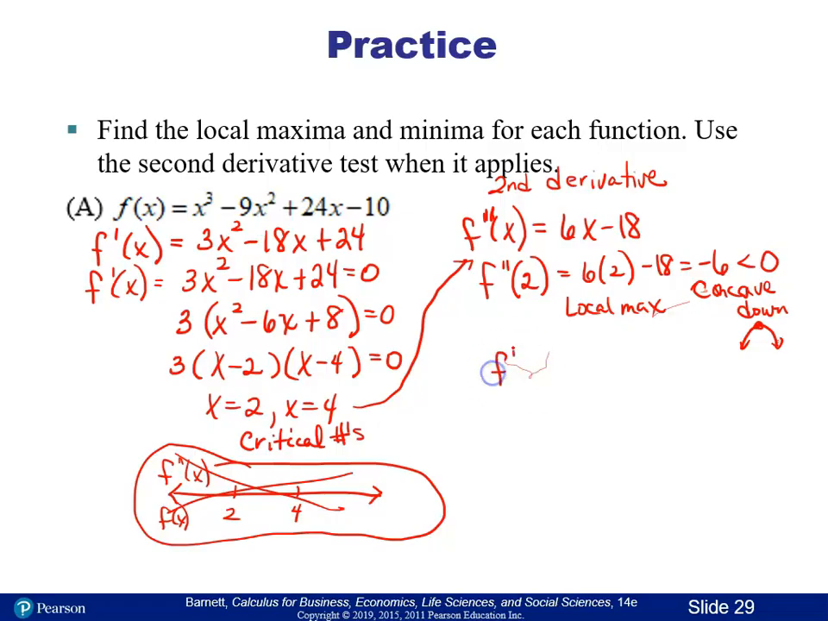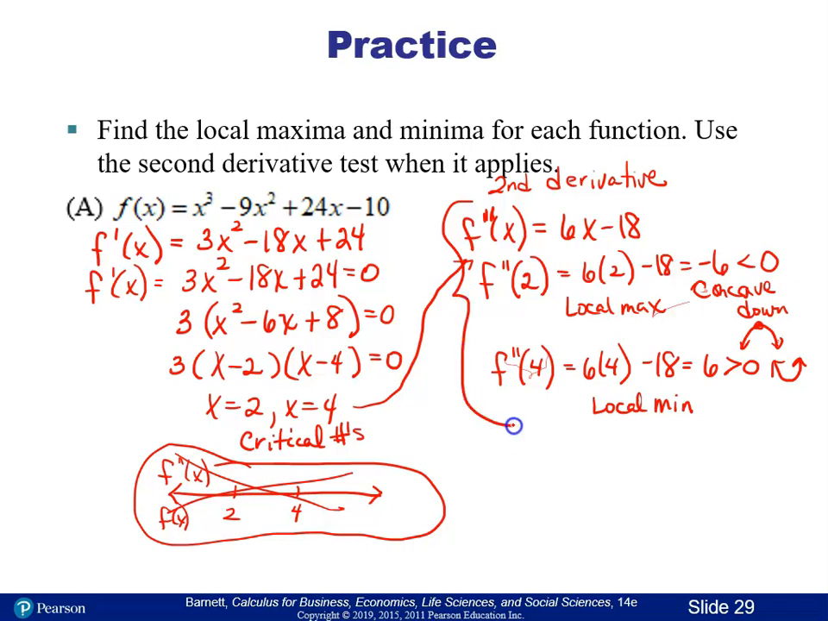Okay, if we look at our second derivative test applied at our critical number of 4, that's going to give us +6. So that means it's concave up. So we have a local minimum. Okay, so this kind of takes the place of the sign chart. Personally, I'm going to leave it up to you as to which one you do. As long as you show me one of those, you've proven that it's a local minimum or maximum. You don't have to do both.